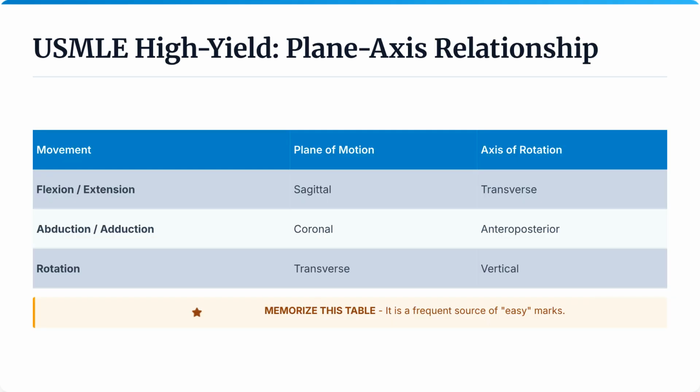This table is high yield for the USMLE. Remember, flexion and extension occur in the sagittal plane around a transverse axis. Abduction and adduction occur in the coronal plane around an anteroposterior axis. Rotation occurs in the transverse plane around a vertical axis.